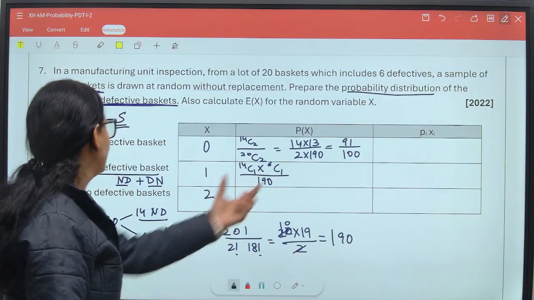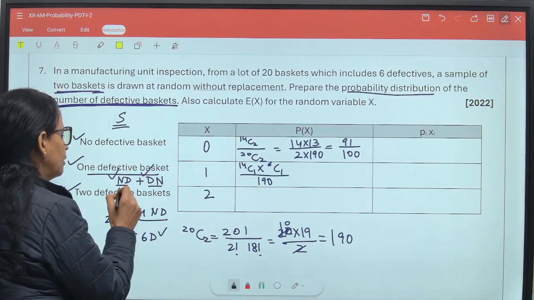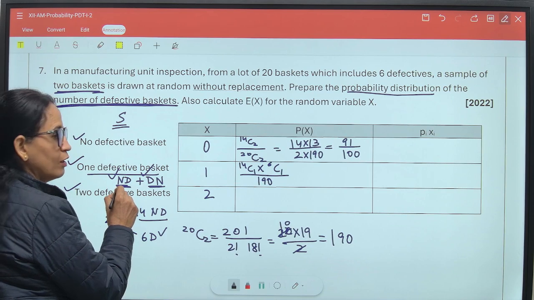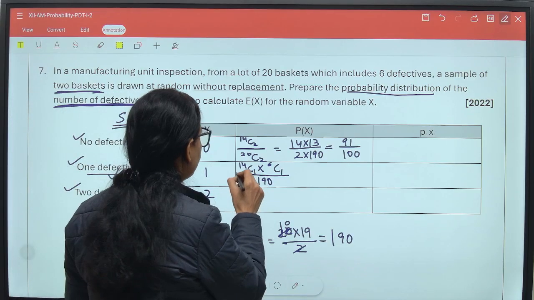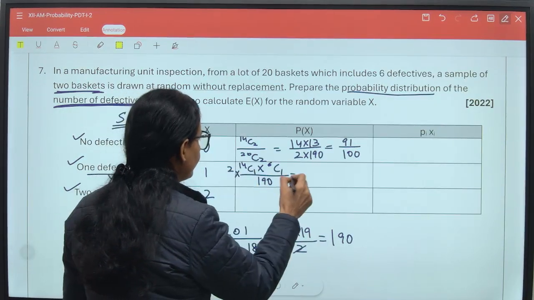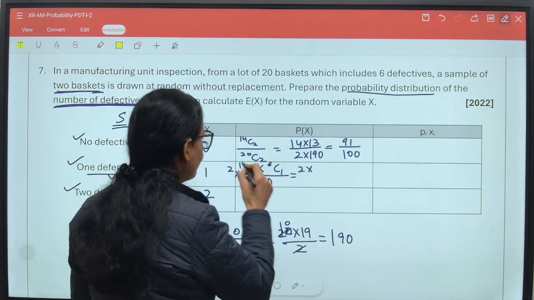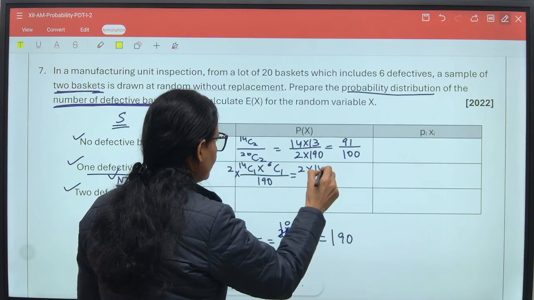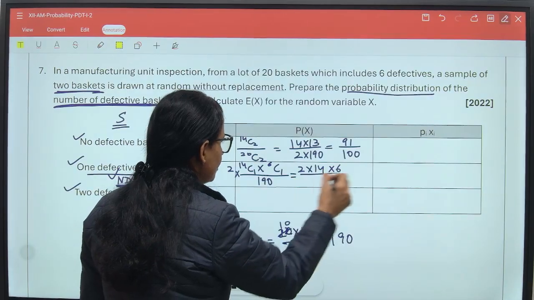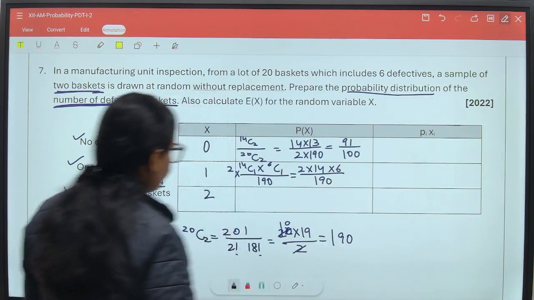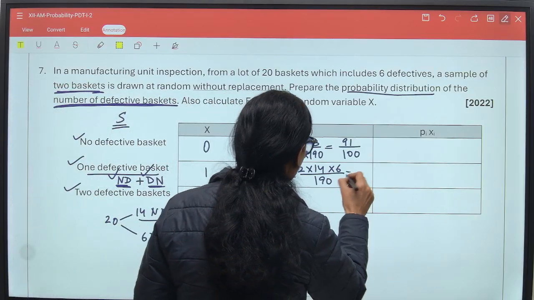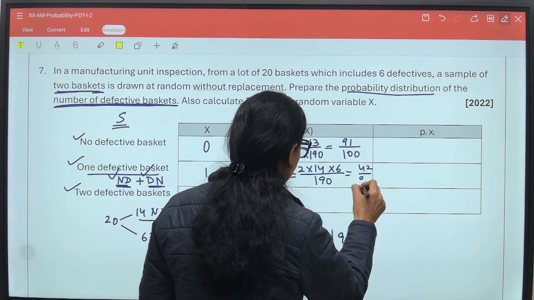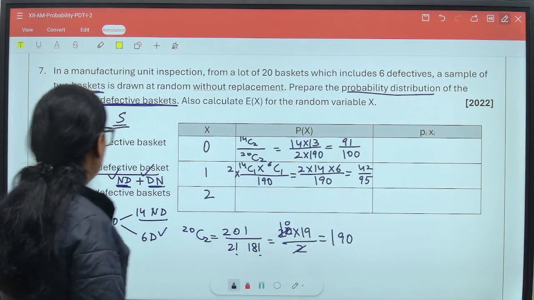Now this is to be repeated 2 times because there are 2 possibilities, either first non-defective then defective, or first defective then non-defective. So you will multiply this by 2 also. Let's calculate: 2 into 14C1 is 14, 6C1 is 6, upon 190. If you reduce this to lowest form, it comes out to be 42 by 95. So this is the probability.